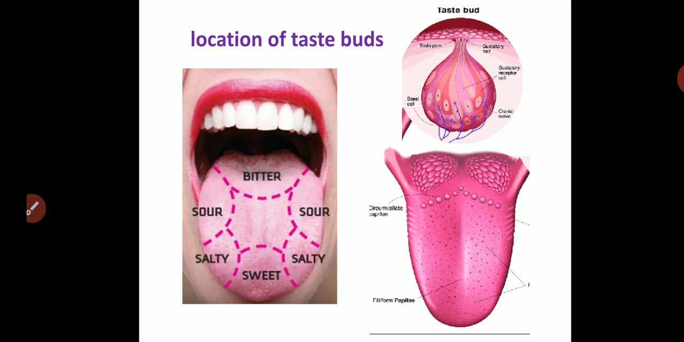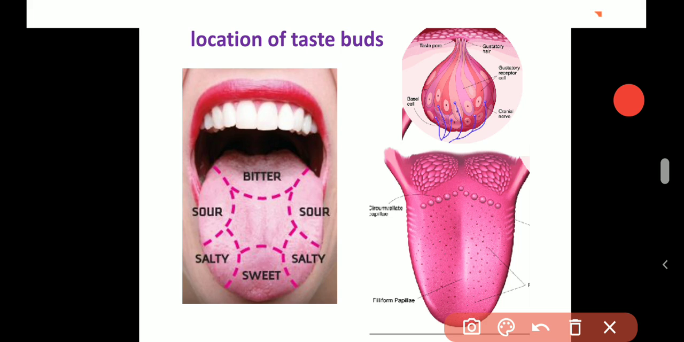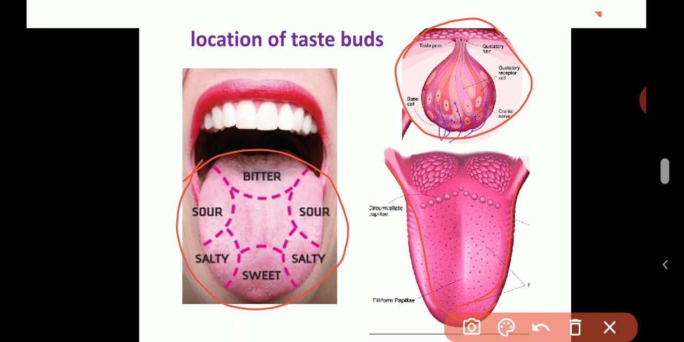You can see in this diagram the location of the taste buds. This is a taste bud what is shown here. These taste buds are located all over the tongue. This is the general diagram of the tongue. And as you can see in this diagram, it shows you the location of the taste buds.